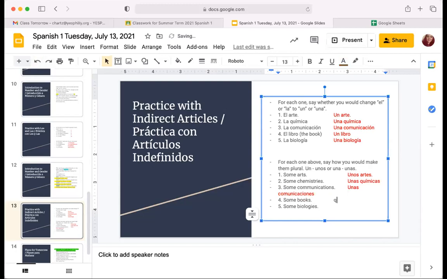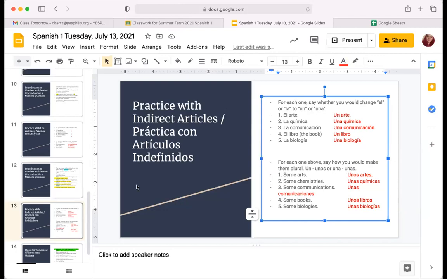And then for the next one, it says some books. So we can see right here, it's L, so it's masculine, right? So it's unos libros. And for the last one, it says some biologies. And we see up here, biology is feminine, right? So it's la. And remember, unas is feminine as well. Okay. And these in the gray here are exactly what this means. So some arts is unos artes, and some chemistries is unas químicas. Like I said, some of the words are awkward, but it was just to show you how it works.